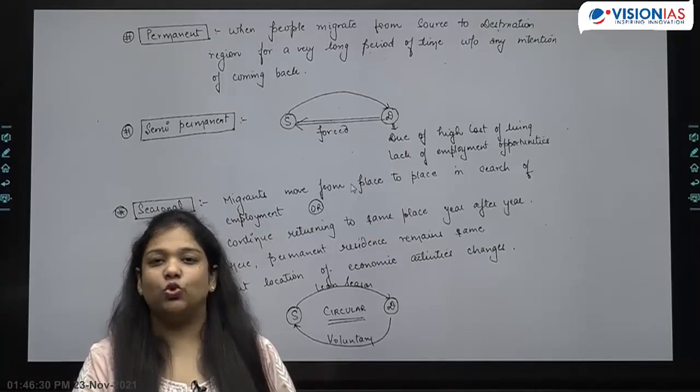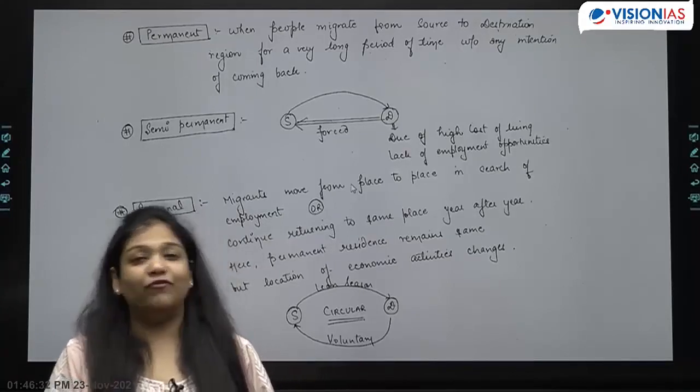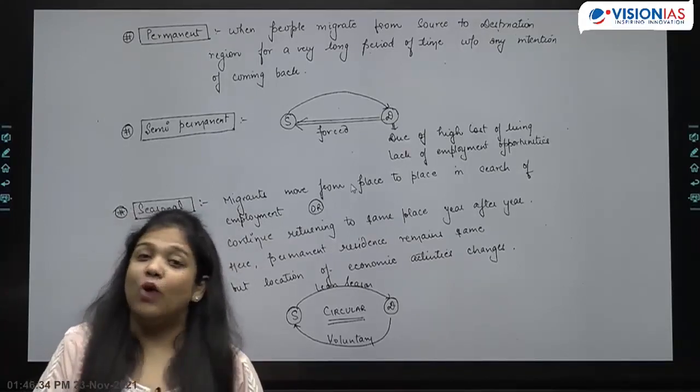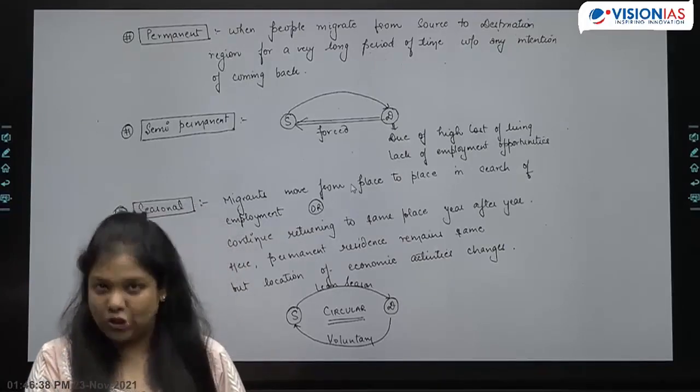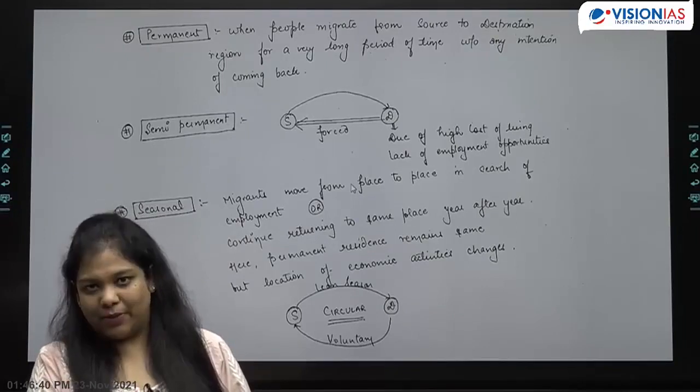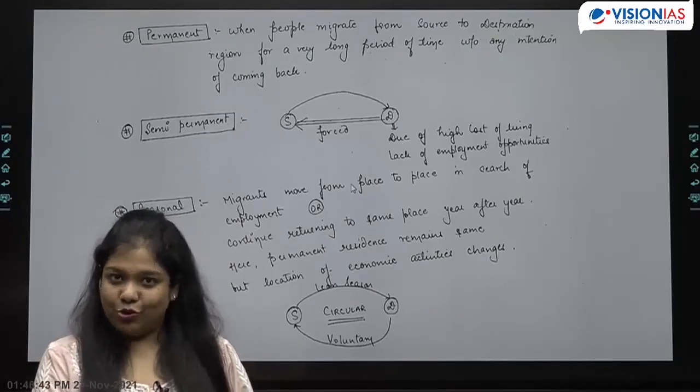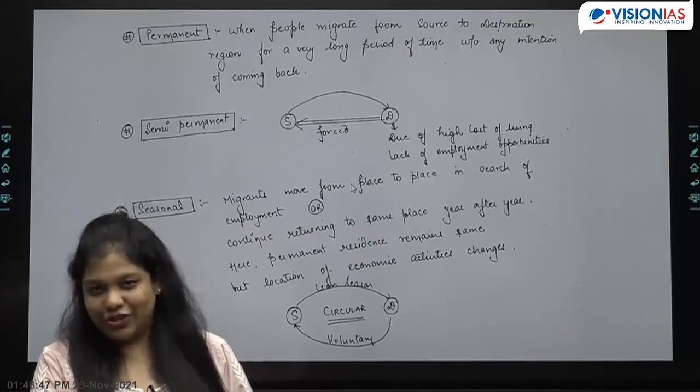So that is known as semi-permanent. You did not have the intention of coming back, but you had to come back because it was difficult for you to sustain yourself in the destination areas. So that is semi-permanent, right? So again, two concepts come in here. The migration can also be forced migration and it can also be voluntary migration.